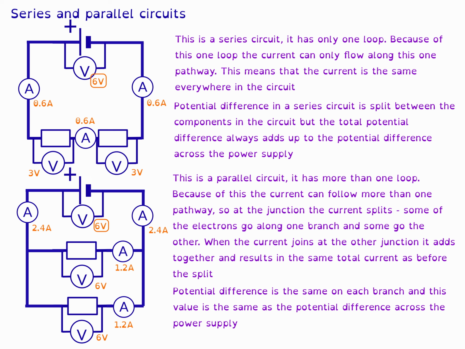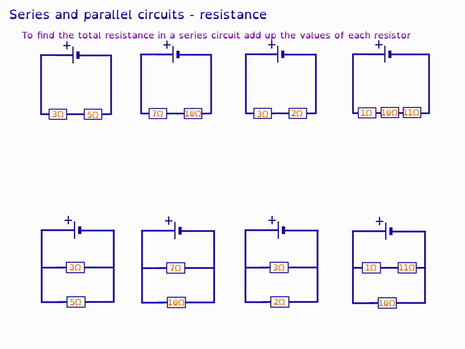Potential difference is the same on each branch, and this value is the same as the potential difference across the power supply. To find the total resistance in a series circuit, add up the values of each resistor. So here we have series circuits, and we have resistors of value 3 and 5 ohms, and that gives a total of 8. Another circuit with resistors of value 7 and 10 ohms gives us a total resistance of 17 ohms in that circuit.